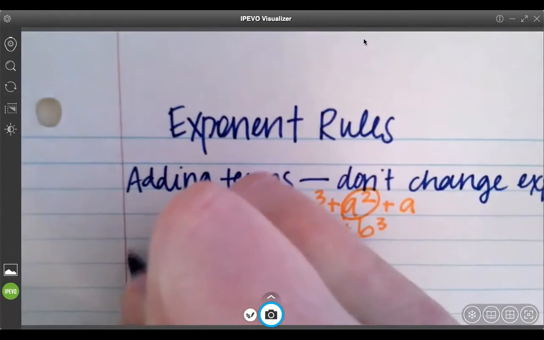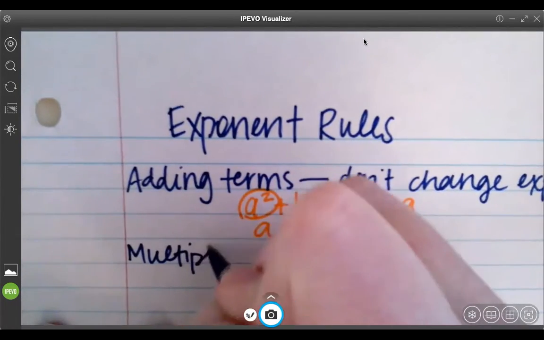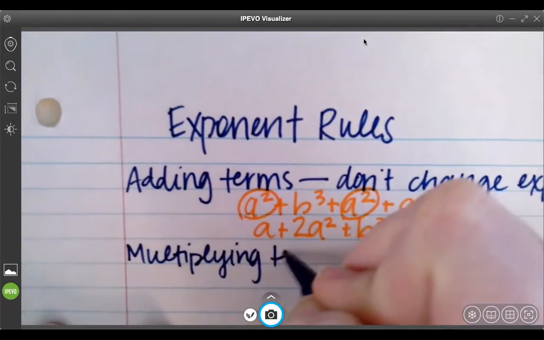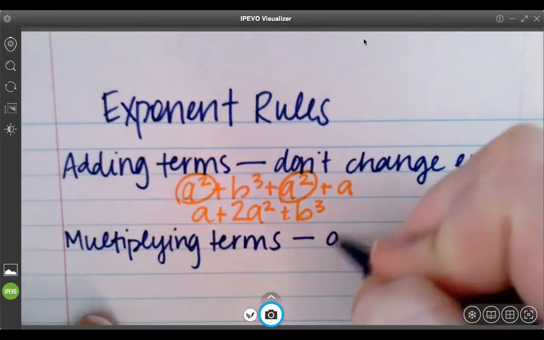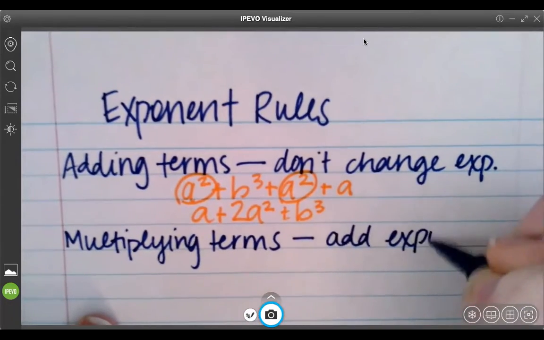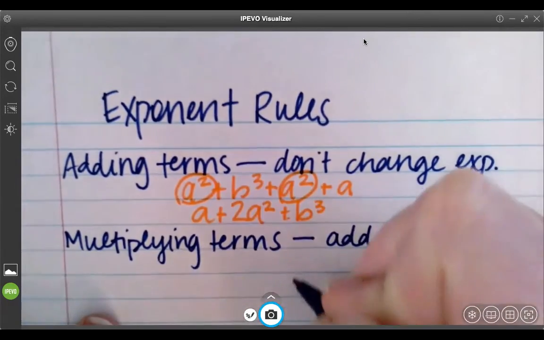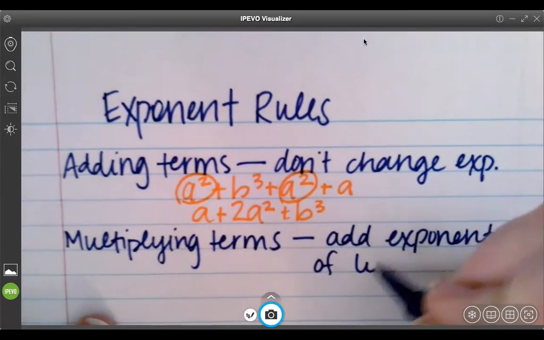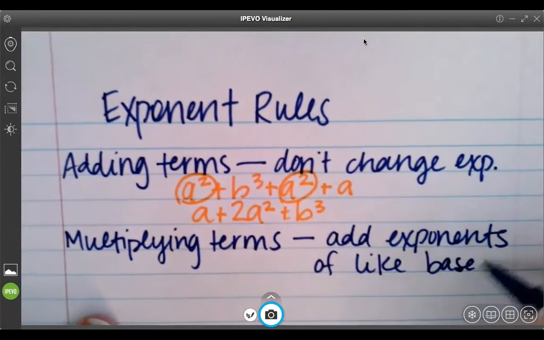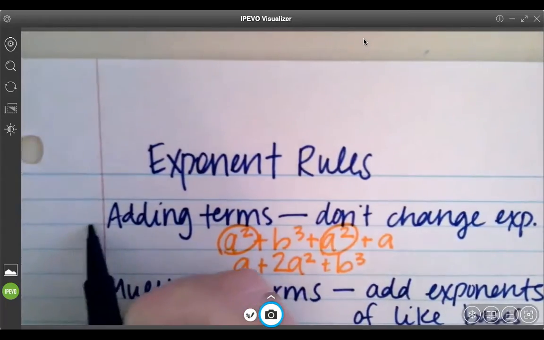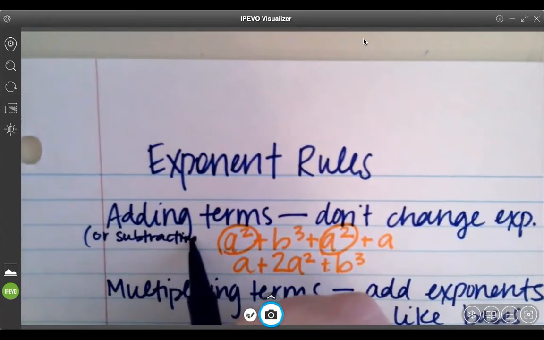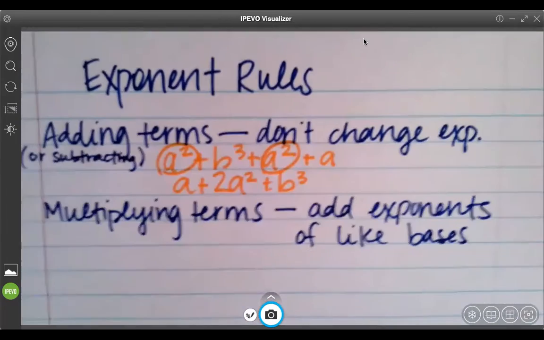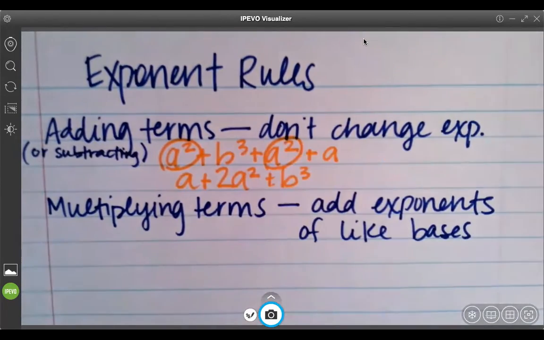Then if you are multiplying terms, that is when you add the exponents, but only exponents of like bases. I'm going to go ahead and put or subtracting up there. So adding the exponents of like bases. Like bases would be a's up here or b's up there.